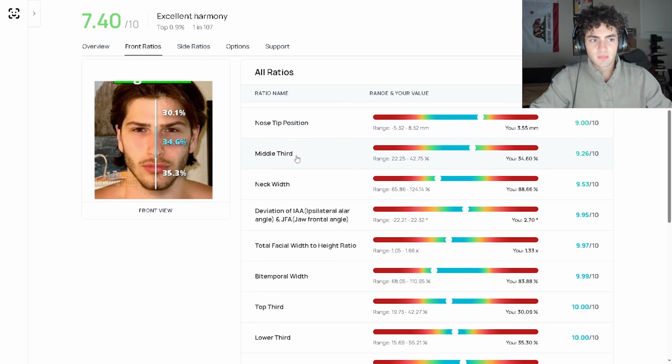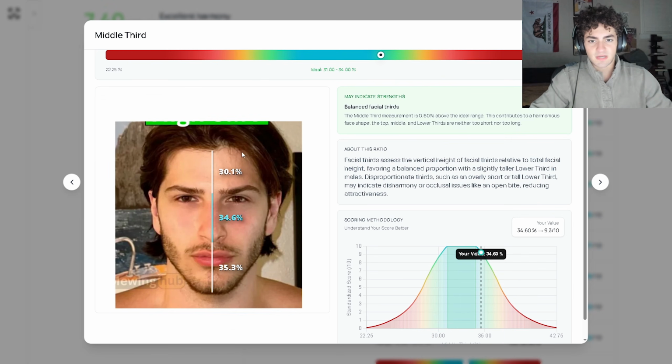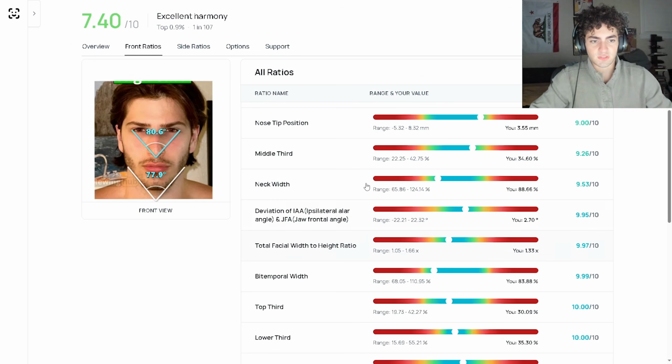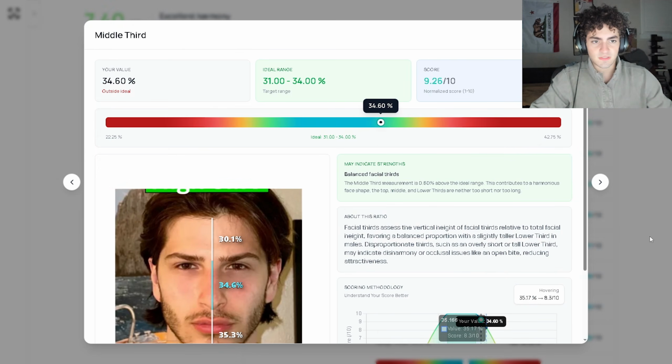Next, middle third. Middle third, not too bad. I guess you could take some of the middle third and add it to the upper third. It'd be a bit better like that. But as you can see, he doesn't fall too far from the distribution.